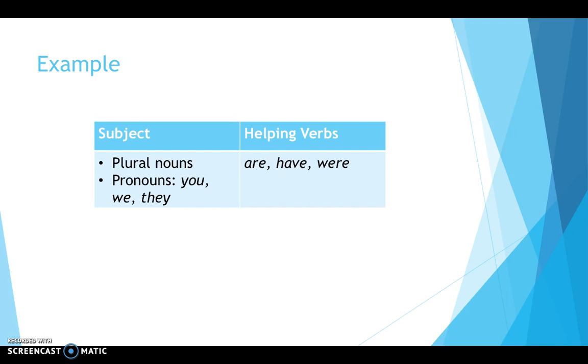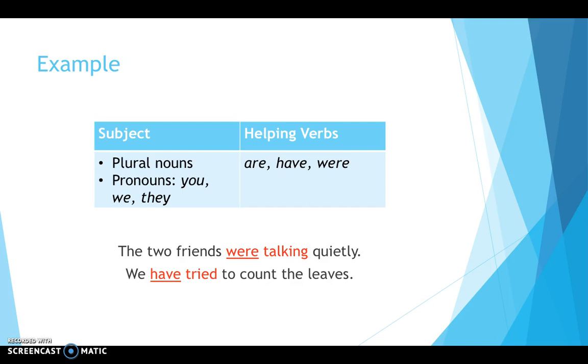Here's the second row. If you have plural nouns or you, we, they, you use are, have, and were. So two friends were talking quietly. The subject of the sentence is two friends. That's plural. So they were talking. We have tried to count the leaves. The pronoun we, you use the helping verb have. So in those two sentences, in the first sentence, the verb is were talking. The helping verb is were. In the second sentence, we have tried to count the leaves. Have tried is the verb. Have is the helping verb.